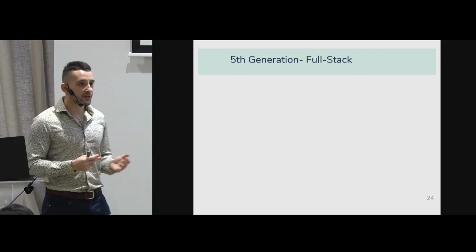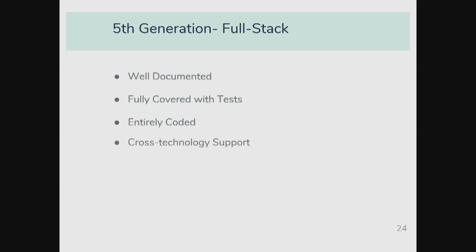So what are the must-have features of the so-called 5th generation frameworks? First, I believe they should be well documented, and not only. They should be fully covered with tests, and I don't mean here only UI tests. They should have unit tests. They should be entirely coded. I don't believe in these recording tools, etc. They are like old generations, old school.